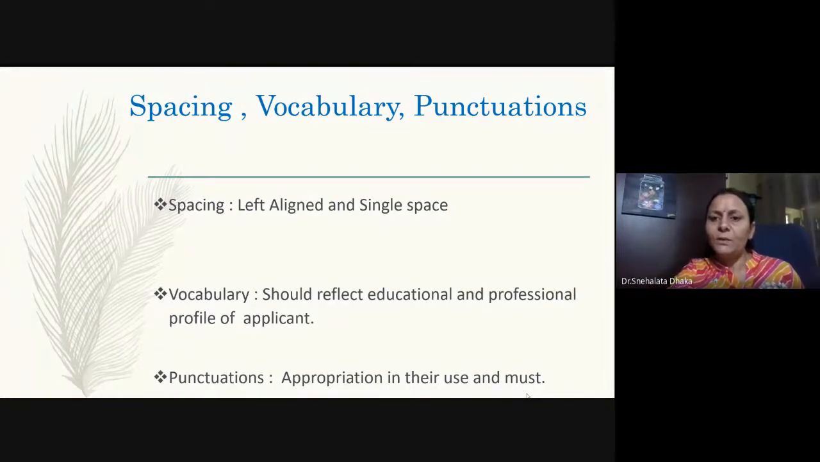So one has to keep in mind all these basic things. Many a time people carelessly forget all these things, and these things create a very different type of impression on the employer. So one has to cautiously take care of all these affairs also while preparing the job application.